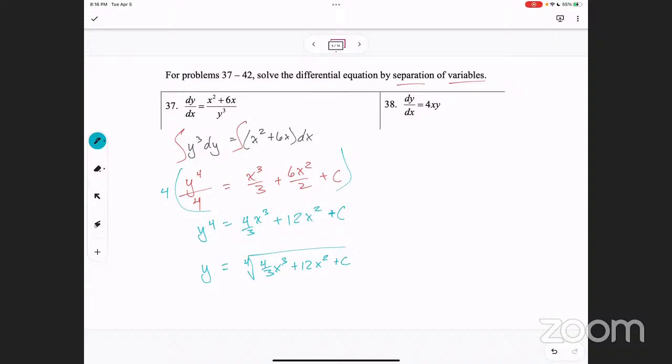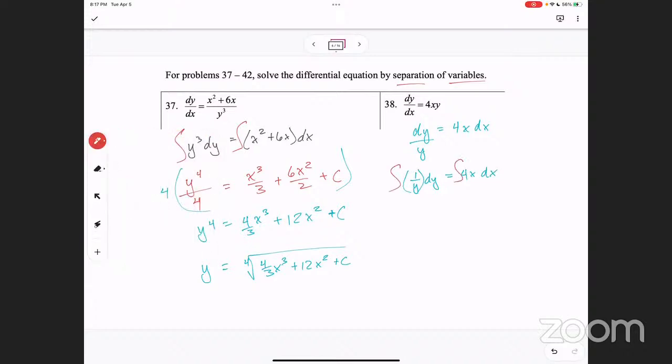Yeah. So now for this one, we're going to do kind of a similar thing. We're going to multiply the dx over, and we're going to divide the y over. So I multiplied the dx over, and now I'm dividing the y, so I separate the two variables. Wait, why do you divide the y? Because I want the y to be over with the dy. I moved this over here, and I moved this over here. Okay, and now that's just 1 over y dy equals 4x dx. And now I can take the integral of both sides.